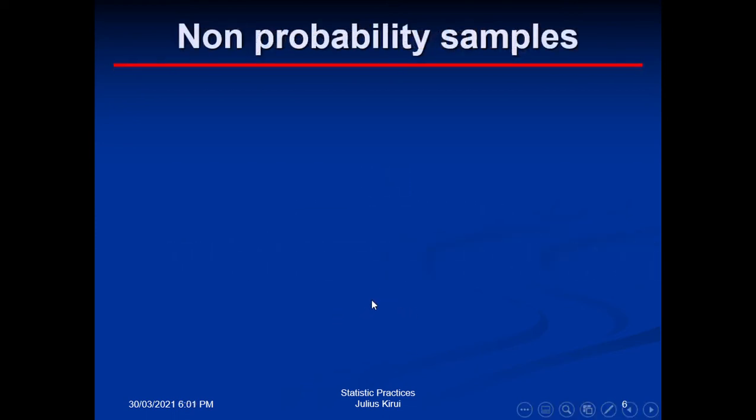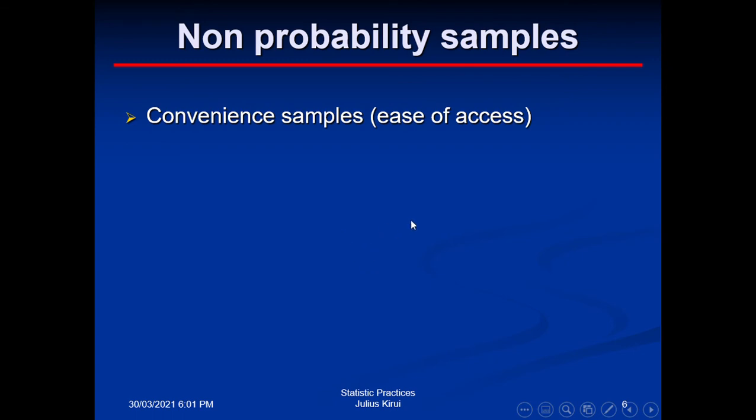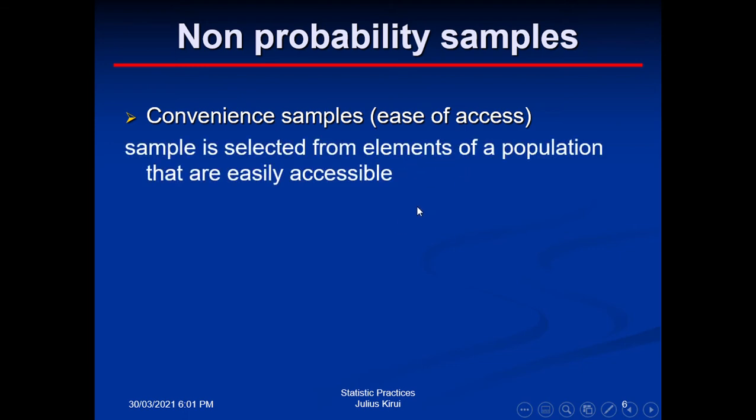So we'll discuss each and every type of sampling technique. Number one, in non-probability sampling, we have convenient sampling, ease of access. Now, what do you mean by convenient sampling? The sample is selected from elements of a population that are easily accessible.